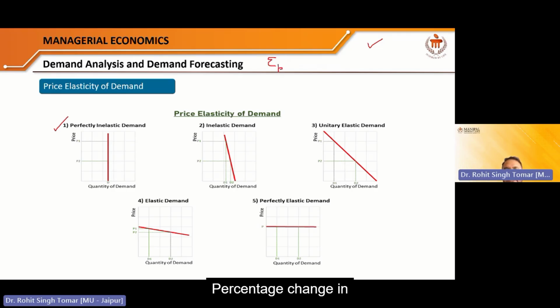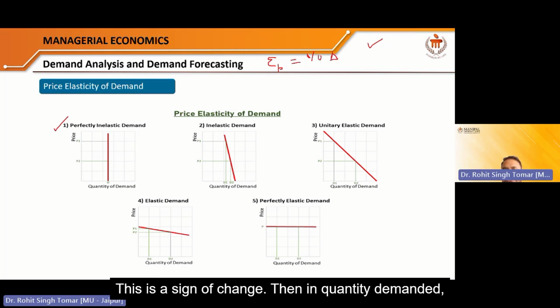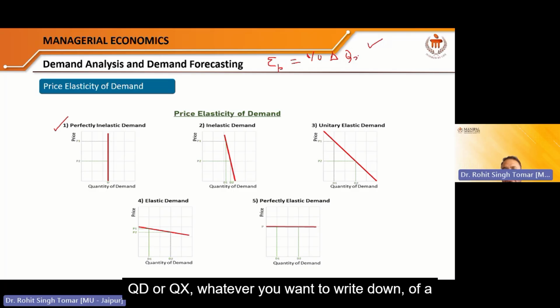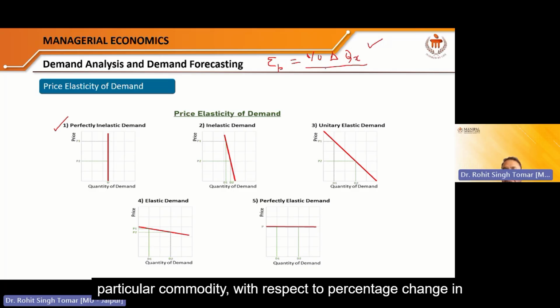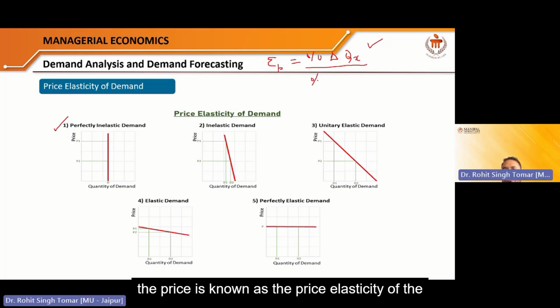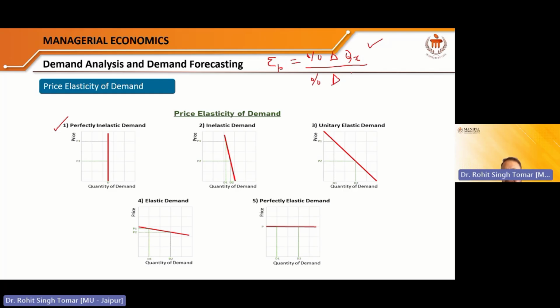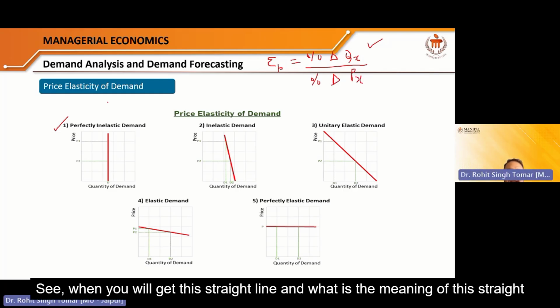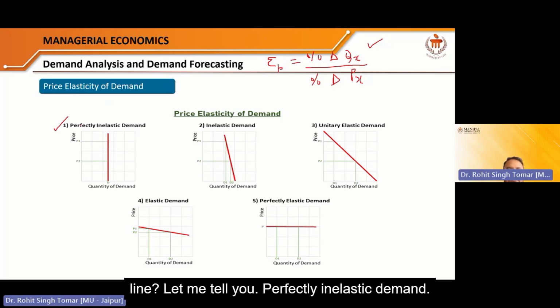What is the formula? Percentage change in quantity demanded, QD, or QX, whatever you want to write, of a particular commodity, with respect to percentage change in the price, is known as the price elasticity of demand. Now, case 1, we will see the price of the same commodity. When you get this straight line, what is the meaning of this straight line? Let me tell you. Perfectly inelastic demand. What do you see in this curve?